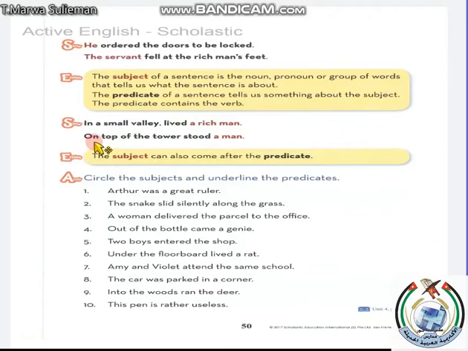Number 2. On top of the tower stood a man. Here also a man is the subject and it comes after the predicate. A man is the subject and stood on top of the tower is the predicate. So, the subject can also come after the predicate.